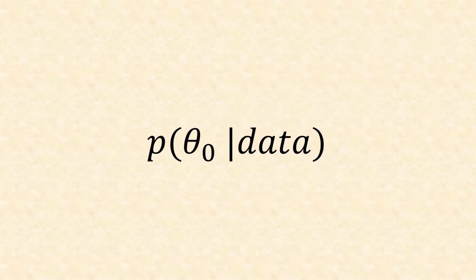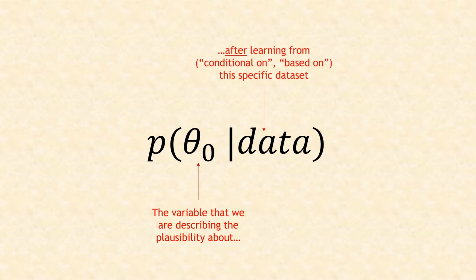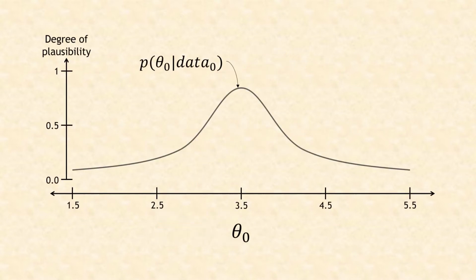As you've seen, the parameter before the straight line indicates the variable that we are describing the plausibility about, and acts just like any other function. Anything after the line tells us what information the probability distribution is predicated on. Other words you'll see a lot of are conditional on, or based on. Graphically, what this means is that the entire shape of the probability distribution changes if I change the data. For example, for the dataset we had, we might get a distribution like so.